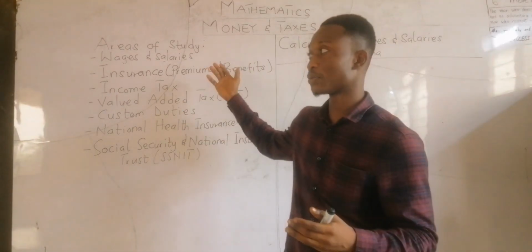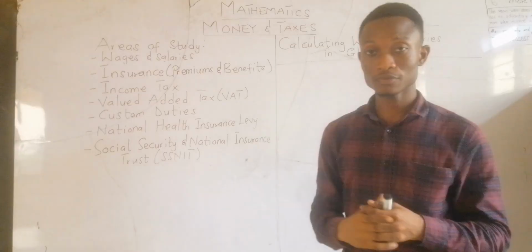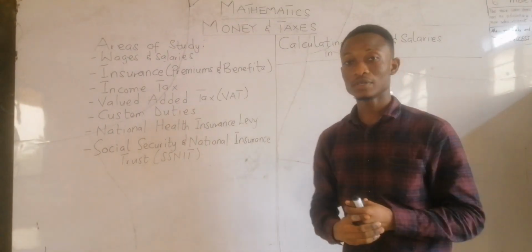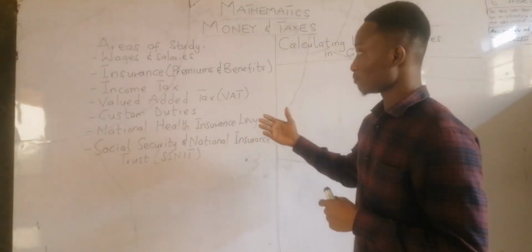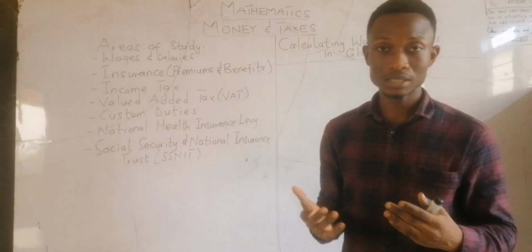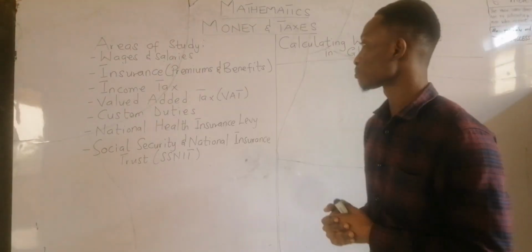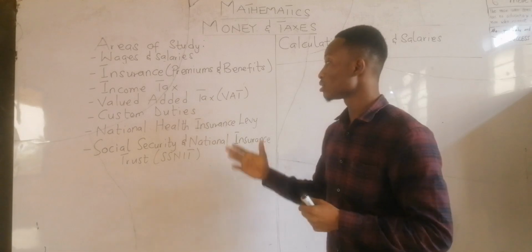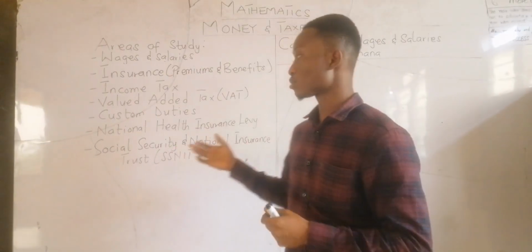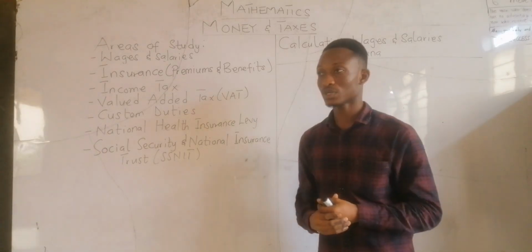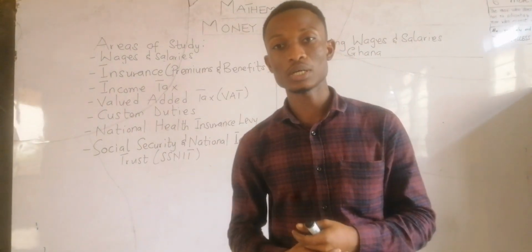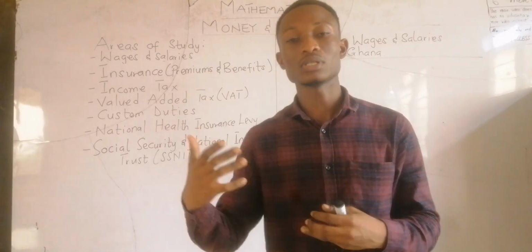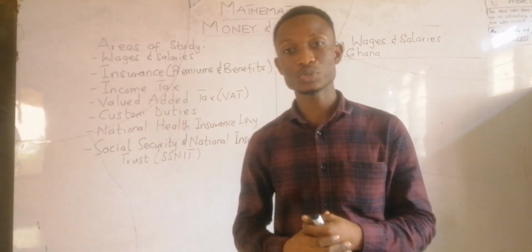So we are going to look at wages and salaries, how we are able to calculate the wages and salaries of workers, insurance, look at premiums and benefits. We'll dive much into that. We'll also look at income tax, how taxes in Ghana is being calculated. We'll look at value added tax, VAT. We'll look at custom duties, national health insurance levy, and social security and national insurance trust, SSNIT contributions, how they are being calculated, how you pay them, how SSNIT deduct when it's time for you to receive your benefits, how you are going to receive it and all that.